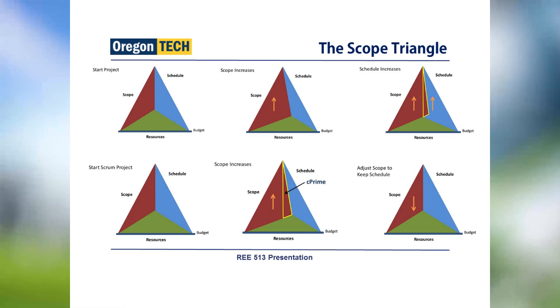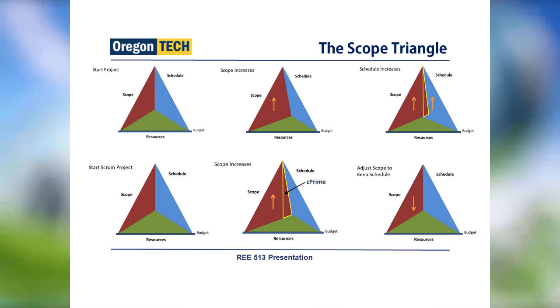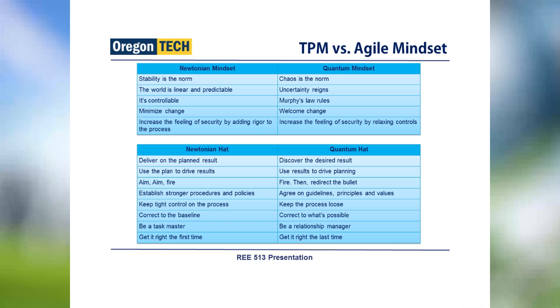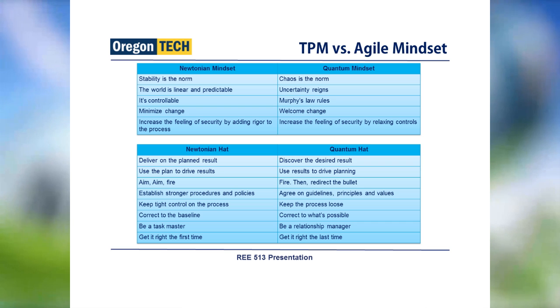In the traditional model, when scope increases, the schedule increases to cover the scope. But in the agile model, when scope increases, then we adjust scope to keep the schedule. And finally, the different mindset between the traditional and agile approach to project management.